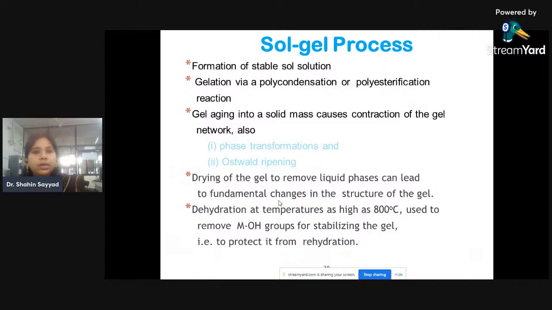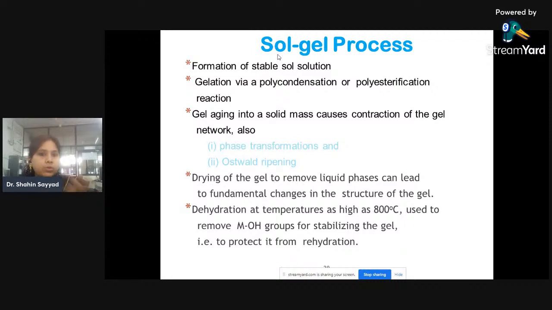Another process is the chemical process, which is known as the Sol-Gel process. It is commonly used for the synthesis of nanomaterials. This term Sol-Gel consists of two words itself. One is sol, another is gel. So what is sol? You say Sol-Gel; gel you have seen. What is sol? Sol is nothing but solid particles floating in a liquid.